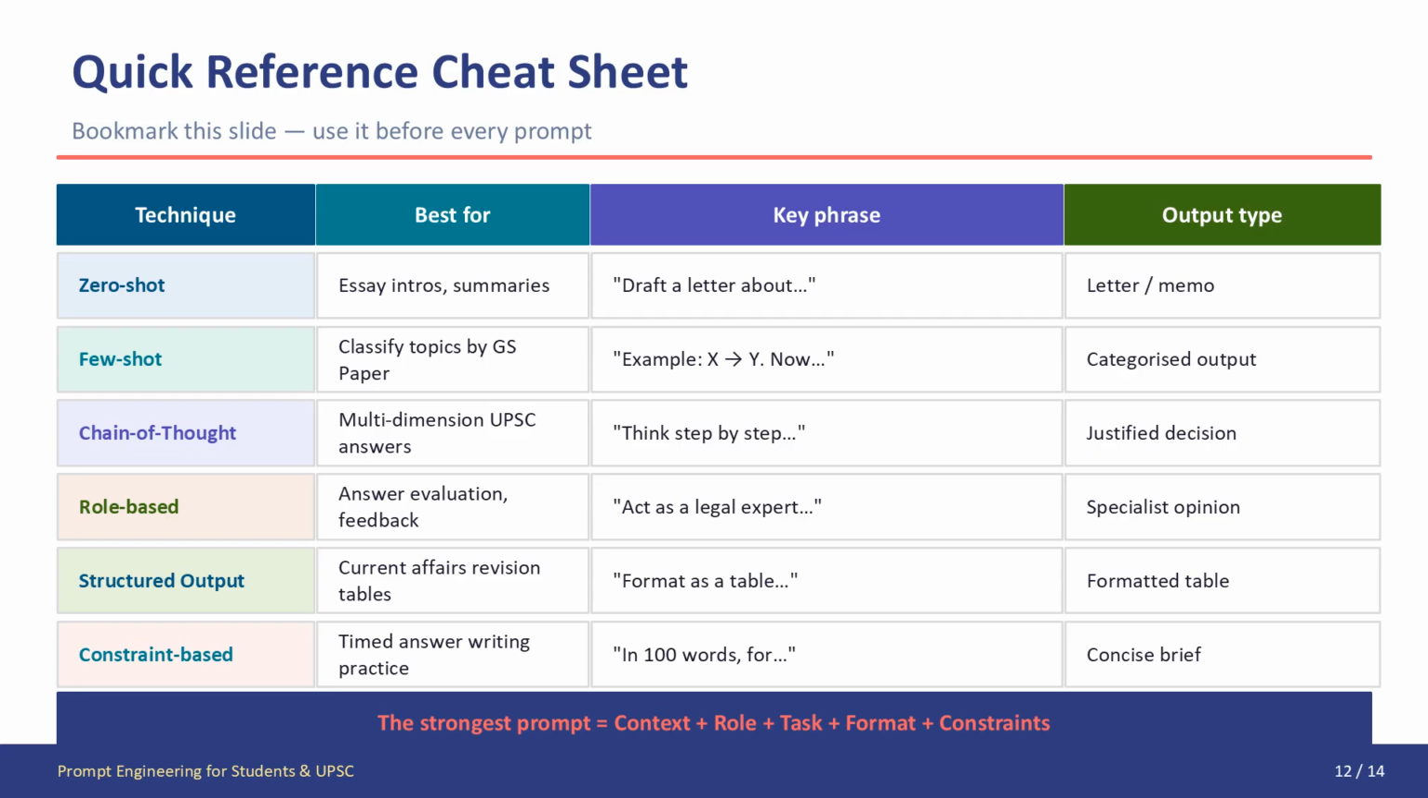Bookmark this. Zero-shot: for essay intros and quick summaries. Few-shot: for classifying topics by GS paper. Chain of thought: for multi-dimension UPSC answers. Role-based: for answer evaluation and expert feedback. Structured output: for current affairs revision tables. Constraint-based: for timed answer writing practice. And the strongest prompt combines all of them. Context plus role plus task plus format plus constraints equals the master prompt.